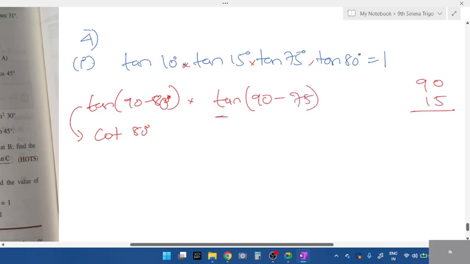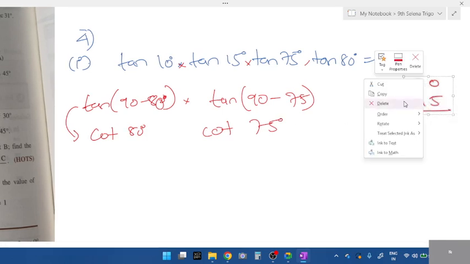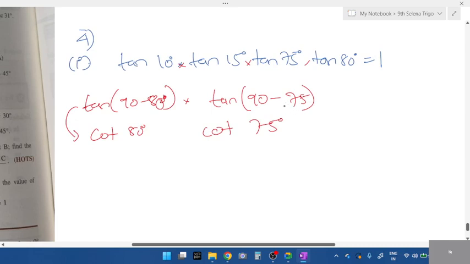75. What is tan 90 minus 75 if you apply complementary? Cot 75. The other two things, we have converted two, right? The other two things you don't need to convert. We'll keep it as it is. What are the other two things we have? Tan 75 into tan 80. Now pair this together.